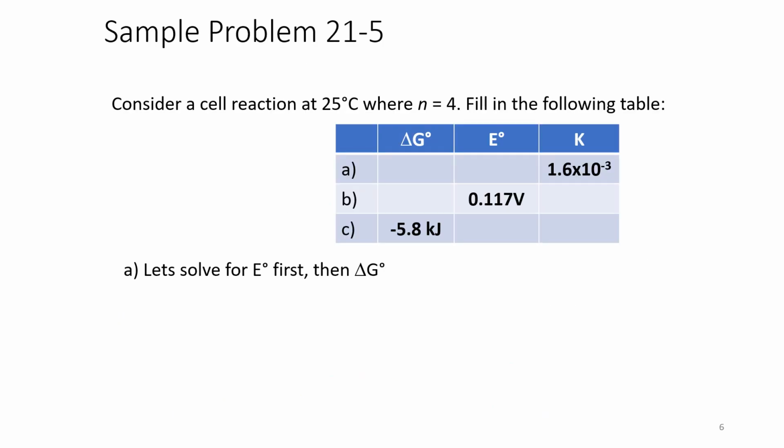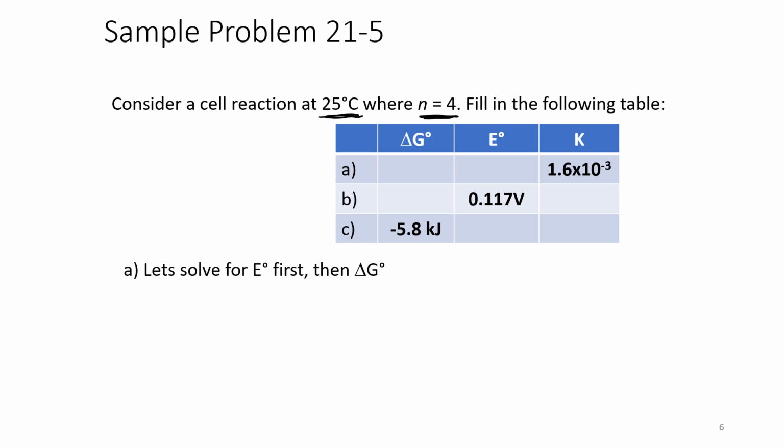Time to work sample problem 21-5, which is going to have us go between our equilibrium constant, our standard voltage, and our Gibbs free energy change at standard values. We are going to start with A. They give us for all of these problems that we are at 25 degrees Celsius and that we have an N equal to 4. We'll figure out how to find N a little bit later on, but right now we're just given that value, which makes this a little bit easier. All we have to do is plug that value in.